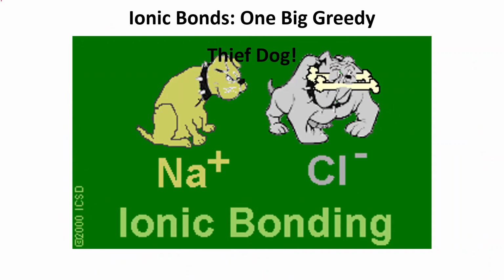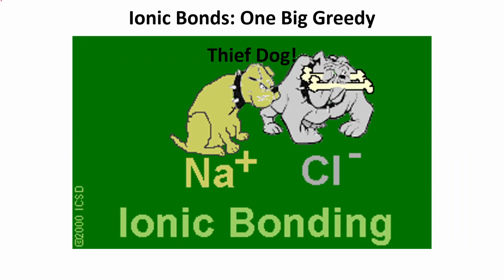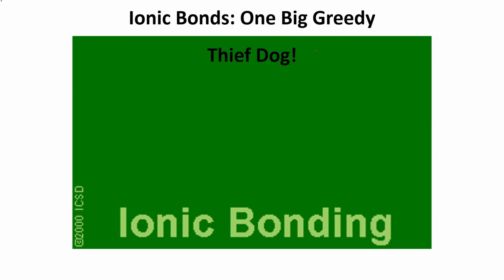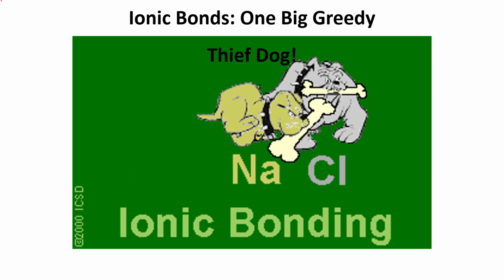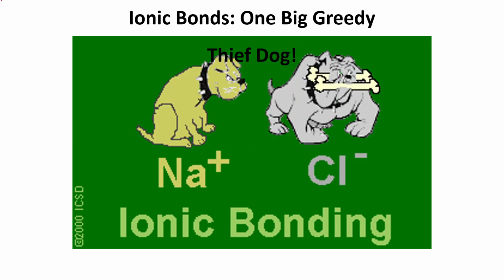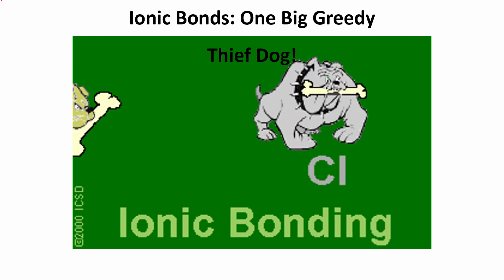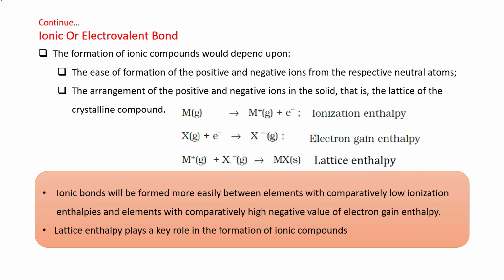You can see the formation of an ionic bond. This is a cat and a dog. The cat lost its piece of bone and the dog takes this piece of bone. Losing and gaining, representing the formation of an ionic bond.